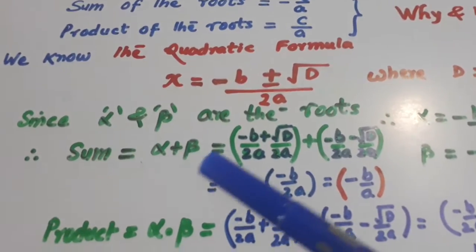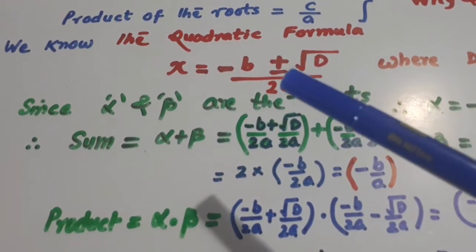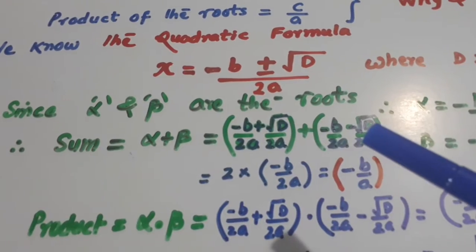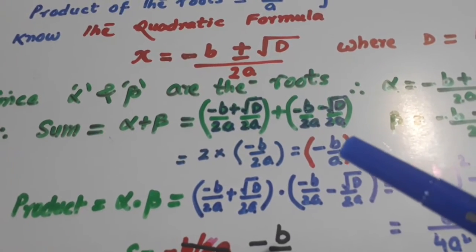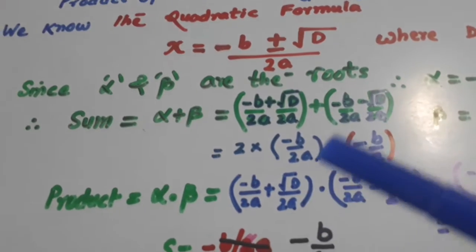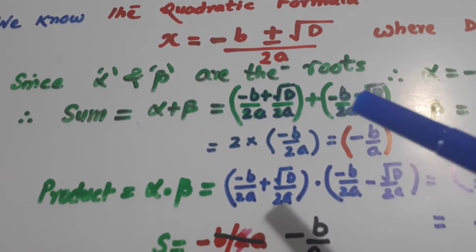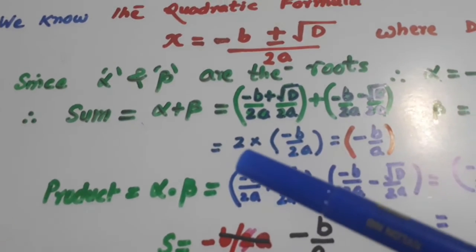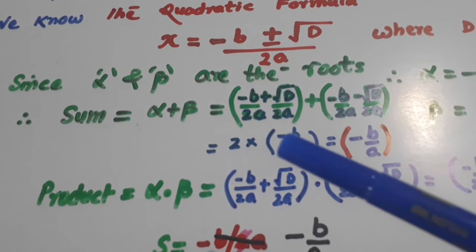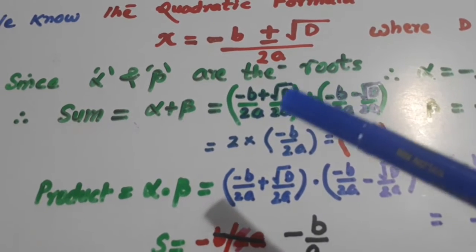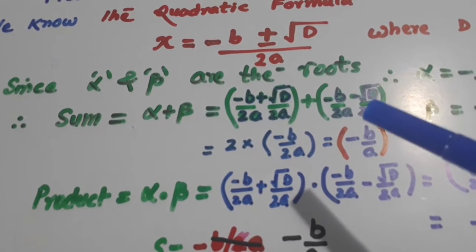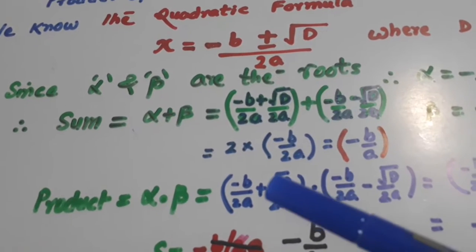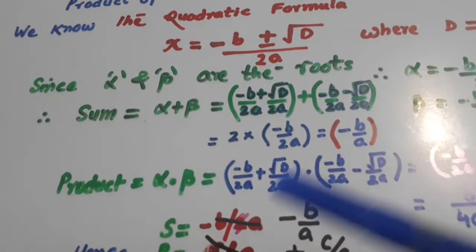Let us find the sum. Alpha plus beta. Alpha is with plus sign and beta is with minus sign. They will be cancelled, but we'll get minus b over a. Look here, minus b over 2a and minus b over 2a. It will become 2 times minus b over 2a, plus root d over 2a and minus root d over 2a. They will be cancelled. So we will get minus b over a.